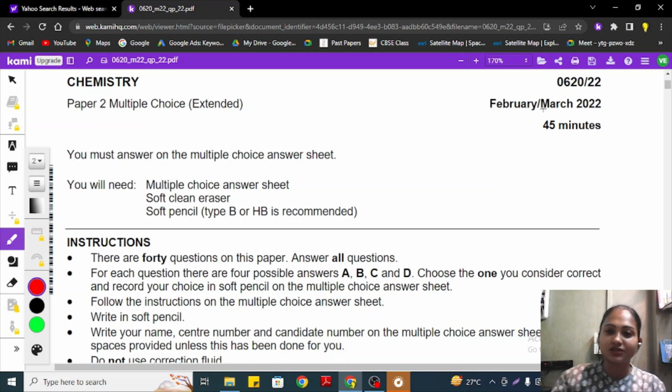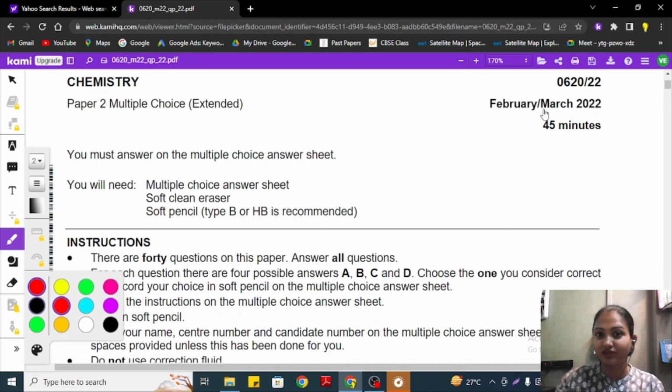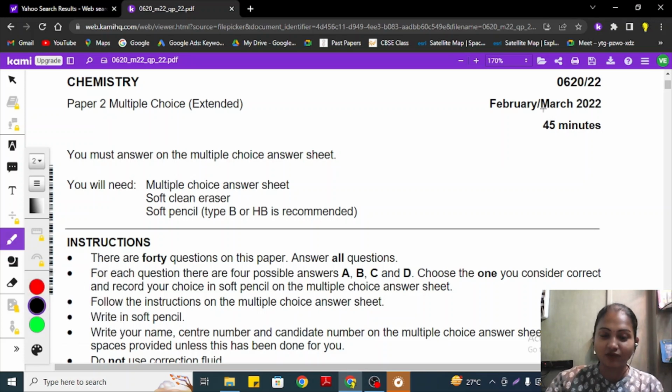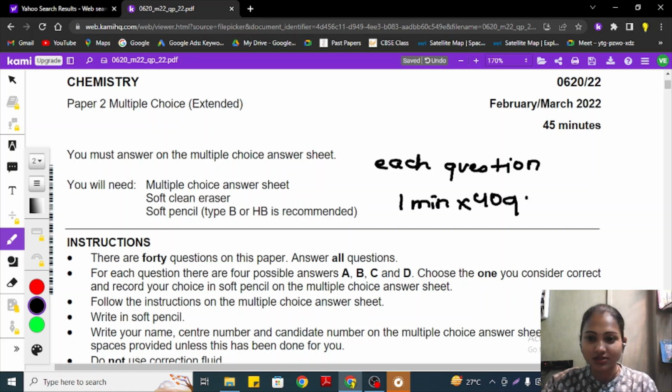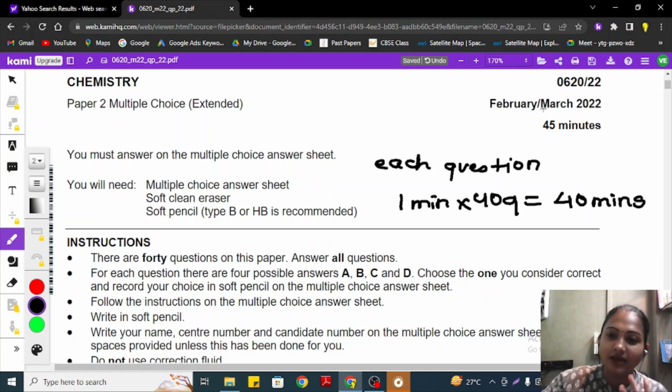The time allocated to you is 45 minutes. You have to remember that for each question you have been allocated 1 minute. You'll be left with 5 minutes extra, because it's 1 minute into 40 questions, which equals 40 minutes. Those 5 minutes that will be left, you can use for your correction, to cross check, etc.